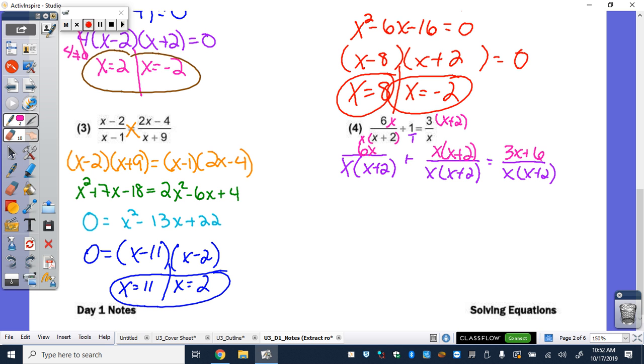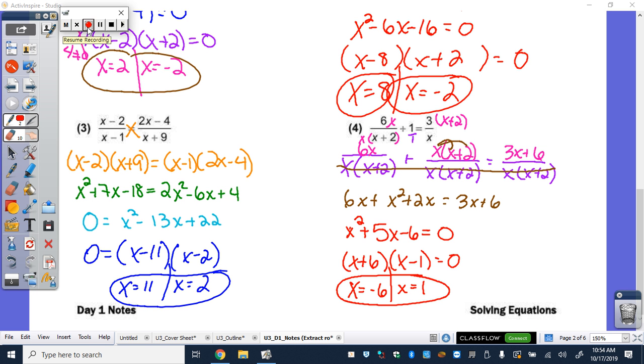So now what do we do? Cross out those denominators with the fractional equations. Once they're all the same, you cross out that denominator. So I have 6x plus x squared plus 2x when I distribute equals 3x plus 6. So you go ahead, if you haven't already, finish that up, solve for x. Let's see what we get. So hopefully you got x equals negative 6 and x equals 1. Neither of those make the original fractions undefined, so those are good.